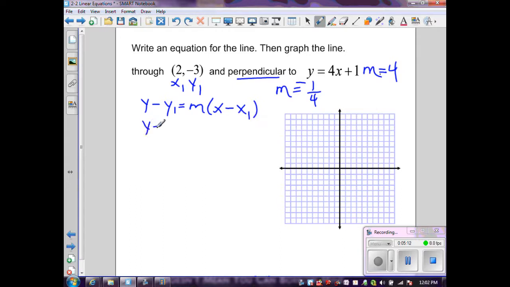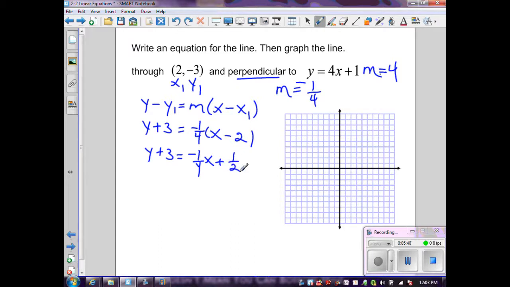Substituting y minus y1, which is going to be a negative 3. Negative and a negative is a positive 3. My slope, since it's perpendicular, is going to be a negative 1/4. X minus x1, which is a 2. Simplifying, y plus 3 equals a negative 1/4 x plus a negative times a negative is 1 times 2 is 2. Positive 2 over 4 is a positive 1/2.